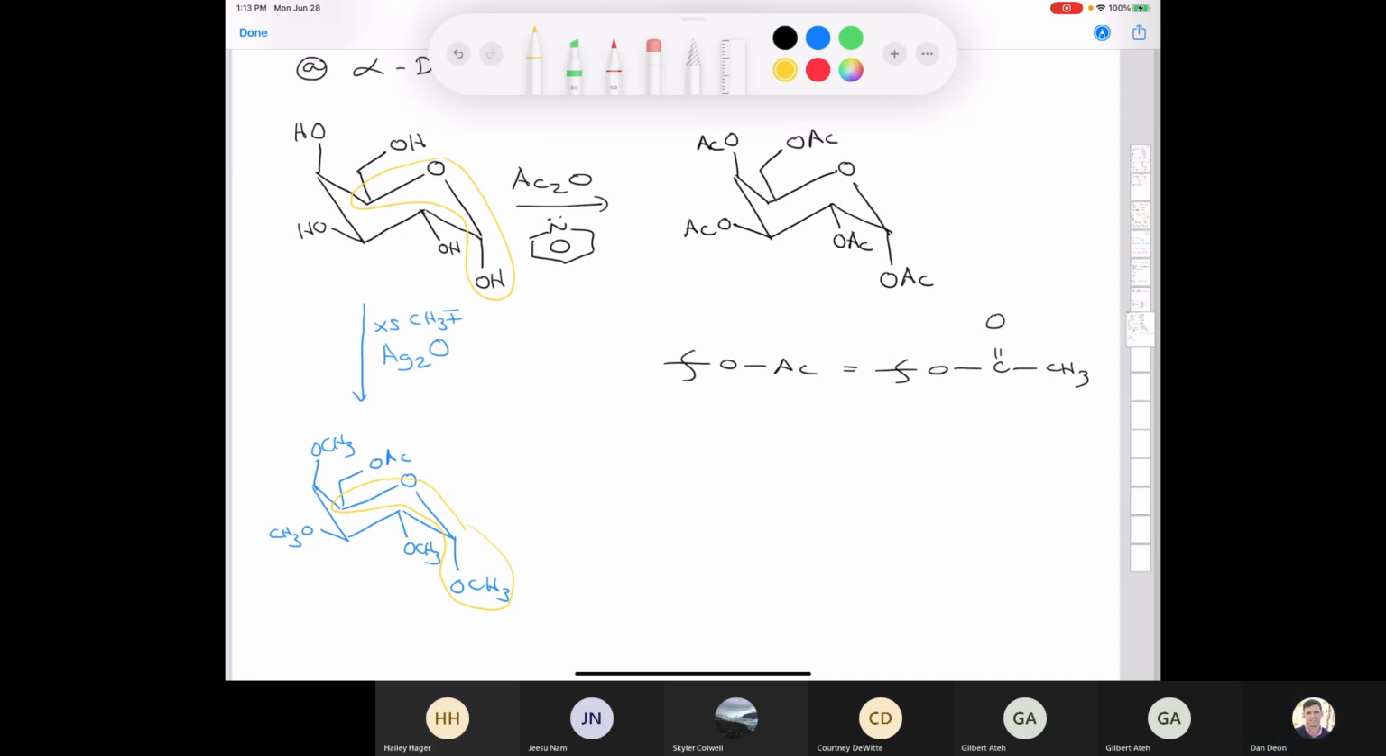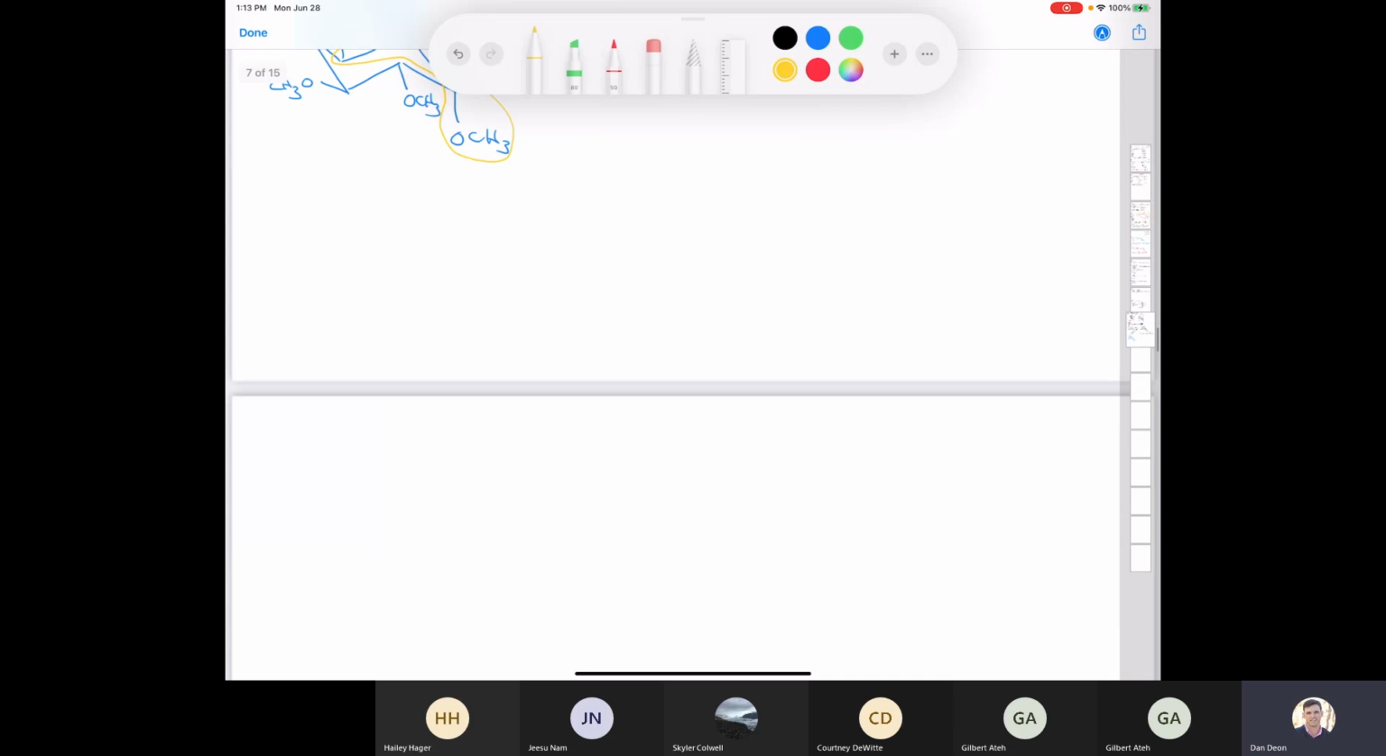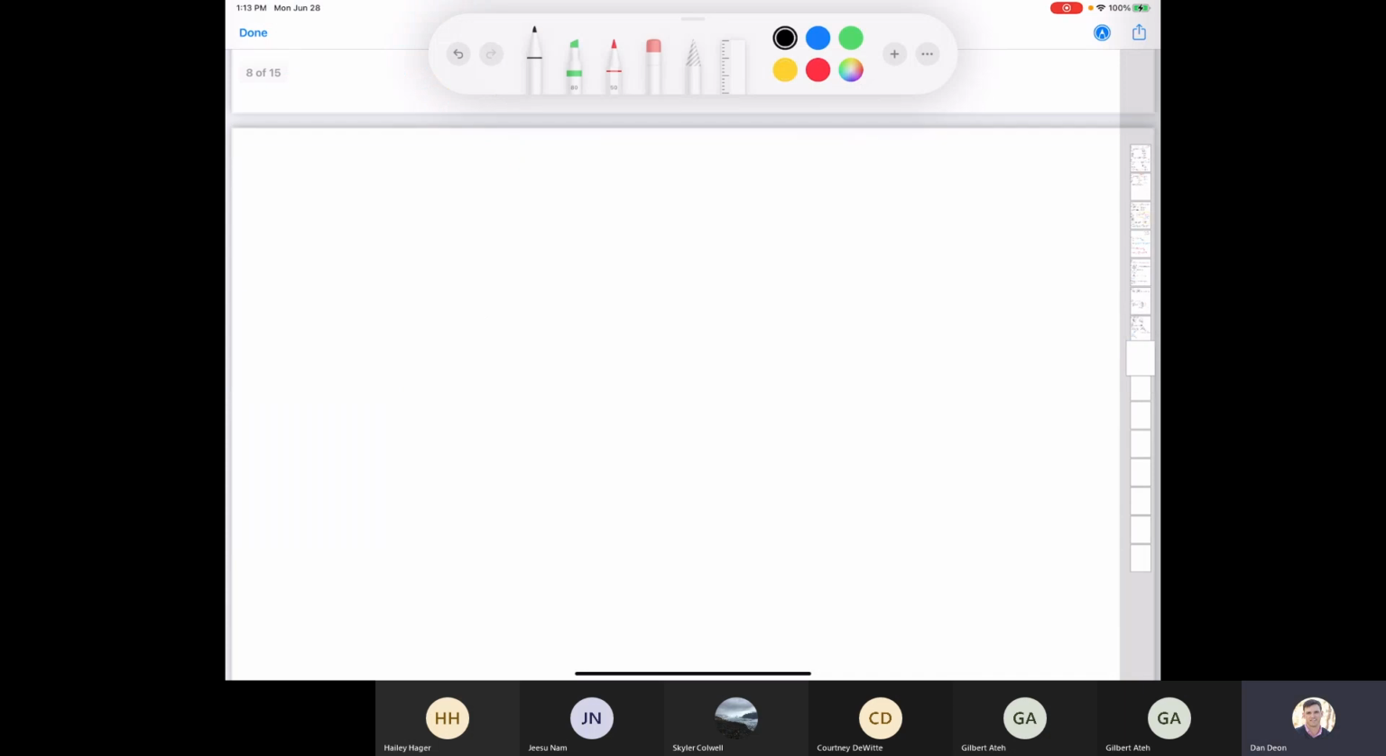24.25. I'm reading question 24.25. It says when alpha D galactopyranose is treated with ethanol in the presence of an acid catalyst, such as HCl, a mixture of 2 products is formed. Draw both products and account for a mechanism for their formation.